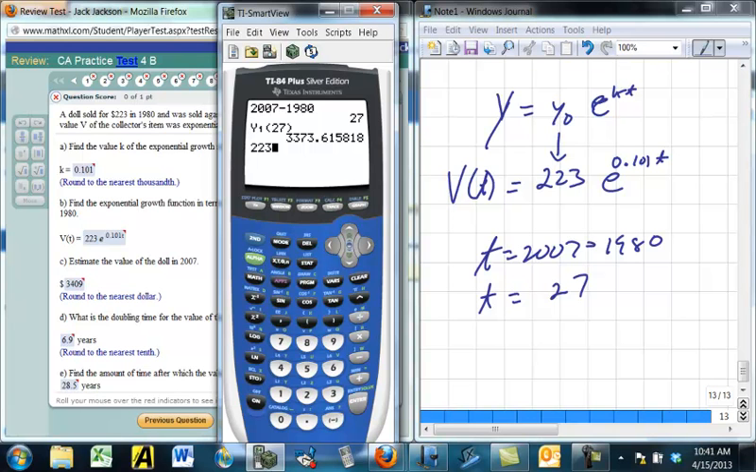223 times e to the power, if we use the rounded off version, let's see if this gives them, yep. So look how much difference that makes when you use a rounded off version in one of these things. The correct way to do it is to not round off until the final answer, and if you want to get it right on this problem, you need to use the rounded off version. So unfortunately they didn't do it probably the best way.